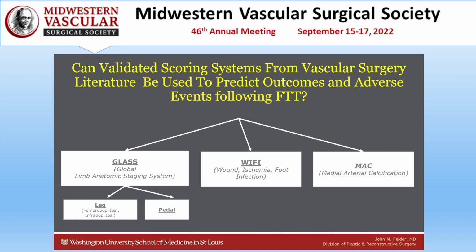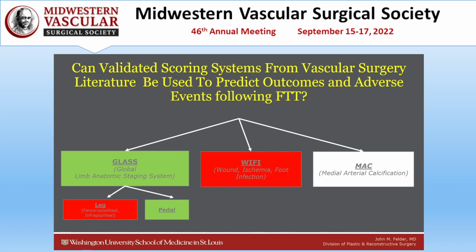So in conclusion, if we look at these three validated systems, how can they contribute to our predictive value or predictive grading of patients who are approaching a potential free flap for limb salvage? First of all, if we look at the GLASS systems, the femoropopliteal and infrapopliteal segments are not helpful, but the pedal scoring is helpful in contributing to this potential outcome score. WIfI, interestingly, is not useful in terms of predicting these patients who will fail, but the pedal max score is useful.